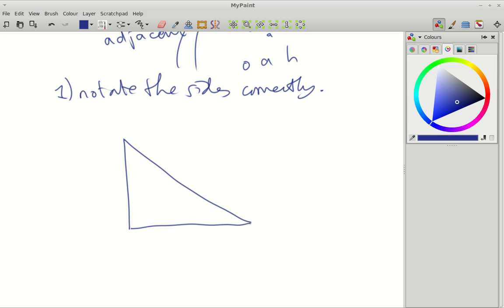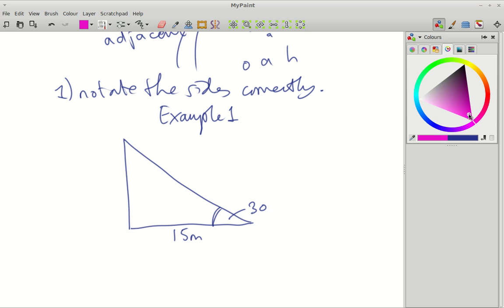Let's do a worked example then. We'll call this example 1. So we know this triangle here, and that angle is 30 degrees, and this side length is 15 meters. First thing we're going to have to do is notate it, because there's a couple of rules I'm going to show you in a sec. So this is opposite, because that's the side opposite the angle that we know. This is adjacent, because it's next to it. And then, of course, the longest side is going to be hypotenuse.